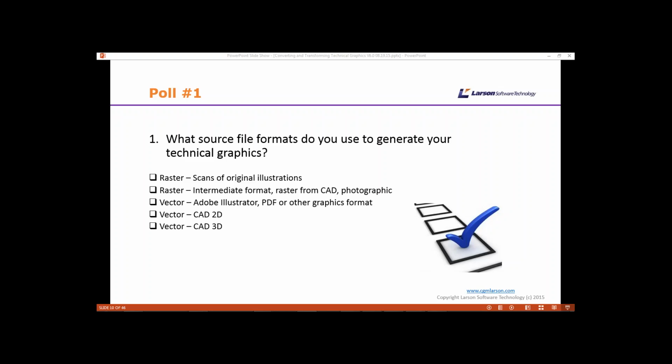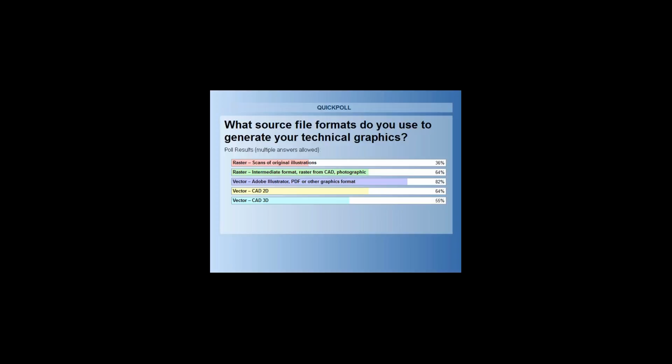Yeah, so we've got 82% using vector from Adobe Illustrator and PDF, which is interesting. Raster is 64%, so not far behind. So they're pretty equal. The lowest one is probably the one that I thought would be scans from the original illustrations, which is at 36%, but a good spread of actual results there. And we'll put these results out on the slides later on, so you'll be able to look at the percentages. So thanks for that, Don.